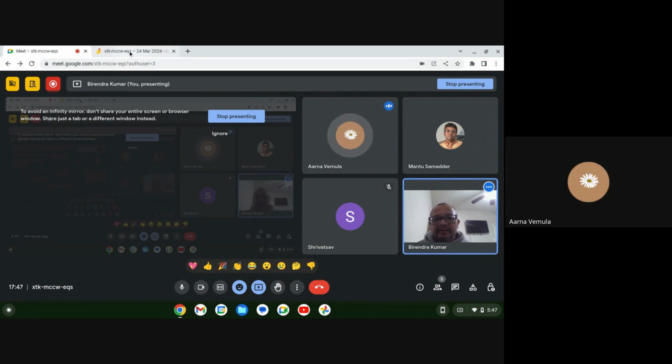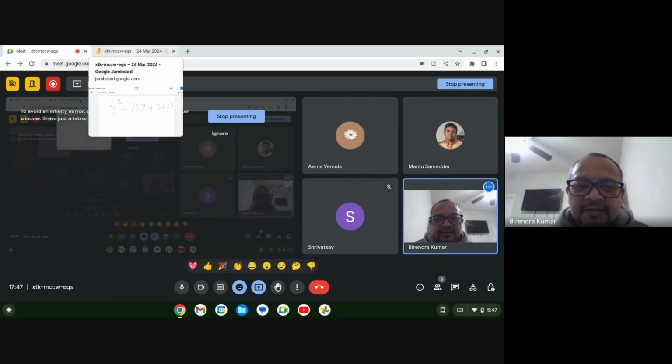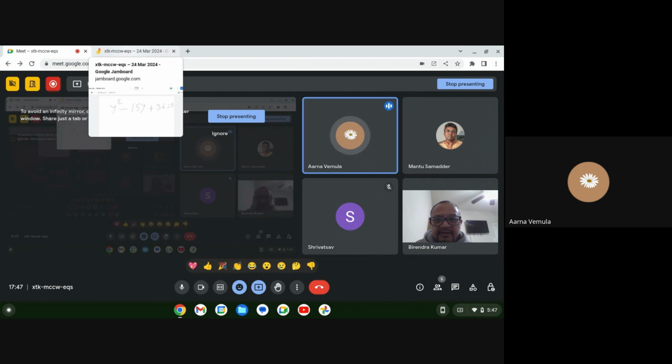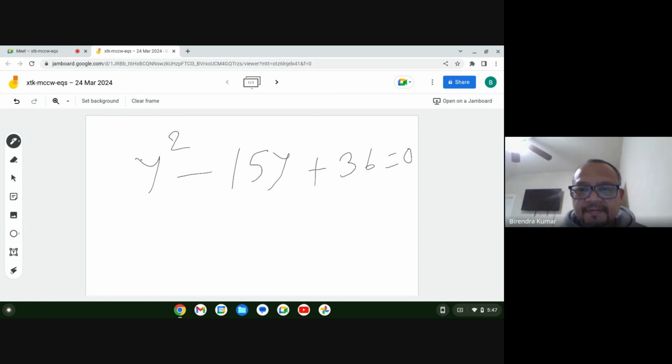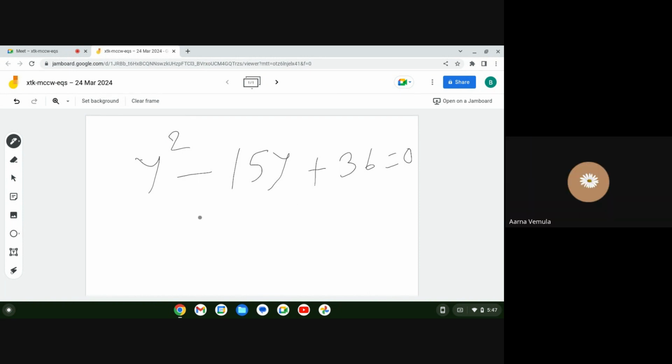Can someone ask it? I'm sorry? Wait, so we're supposed to say the solution, right? Yeah. Is it y1 equals 3, y2 equals 12? Yeah. Oh, okay. Now you got the answer right.